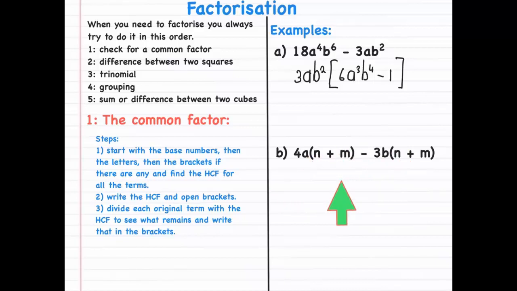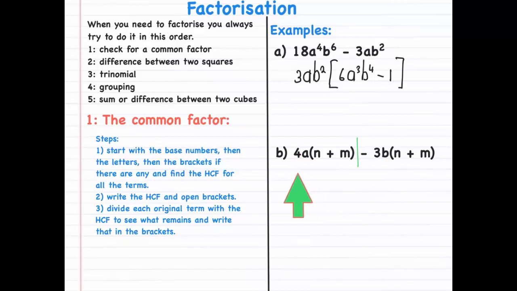Now, how many terms do we have? We have 2 terms. So, what is the highest common factor that can go into this term as well as in that one? We start with the base numbers, 4 and 3. Is there a highest common factor for 4 and 3 except the 1? No, there's not. Then we go to the letters. There's an a, there's a b. Is there a common factor between the a and the b?